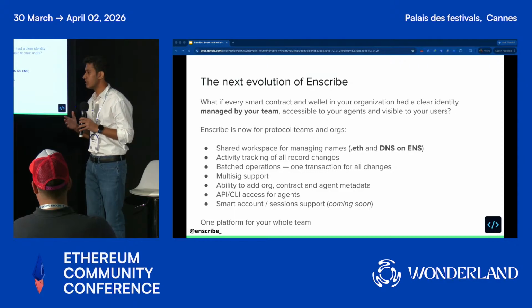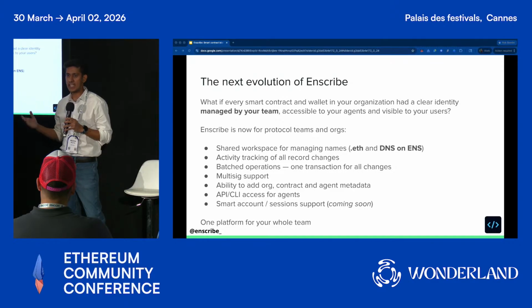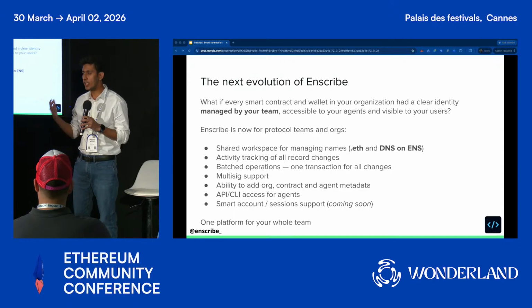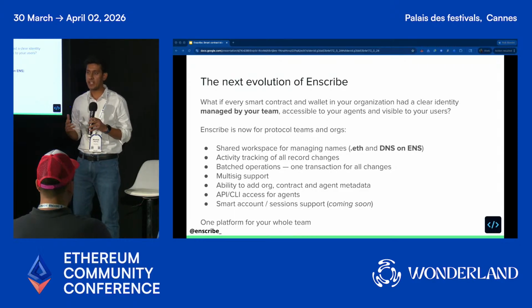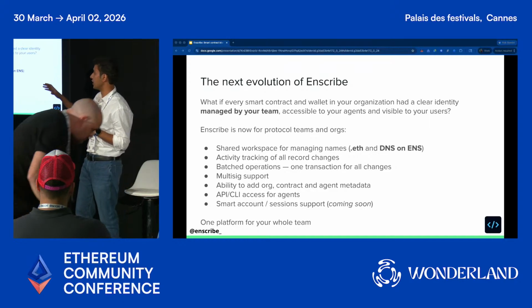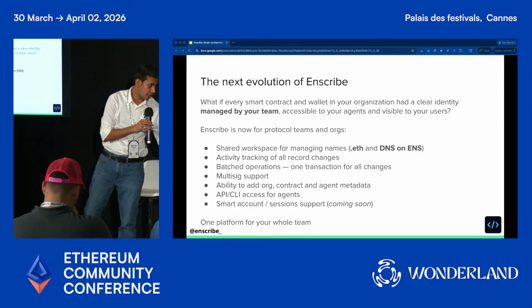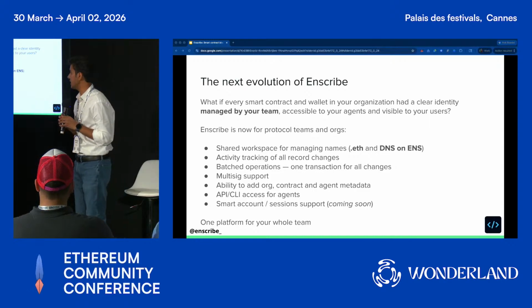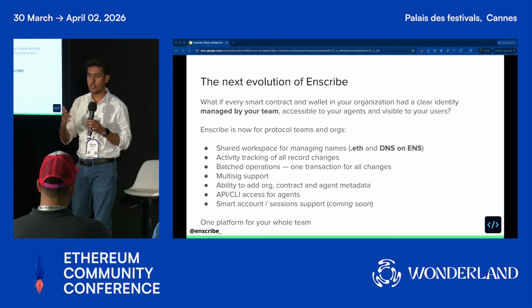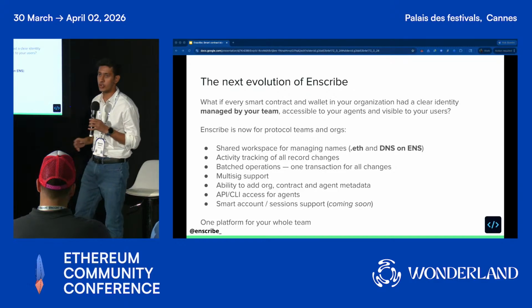But currently, the challenge is that a lot of users are using ENS just for individual identity, right? And orgs and teams are not fully utilizing the full capabilities of ENS to have a protocol identity. You won't see many organizations storing all their information on ENS, on-chain. So we developed this next evolution of Enscribe, where orgs and teams can easily manage their on-chain identity, which is also accessible to your agents and visible to your users.